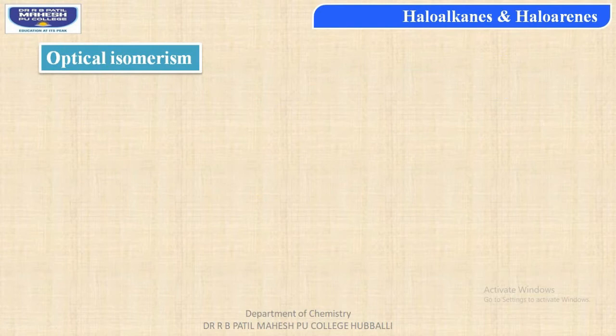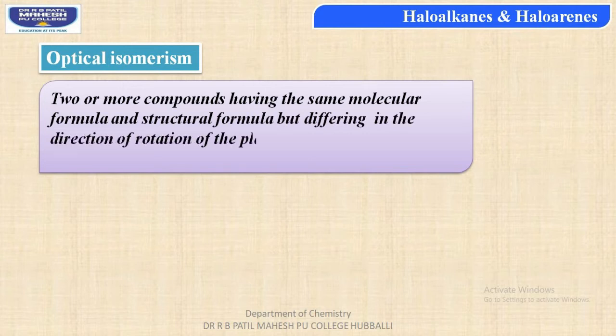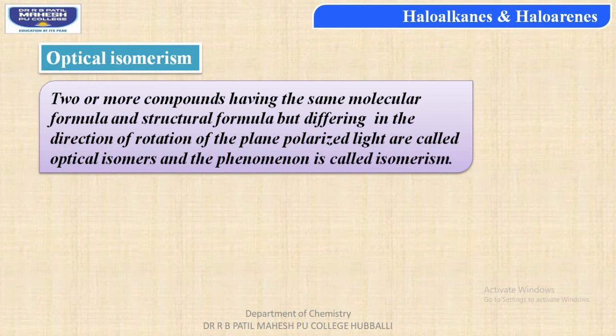Now, students, let us study about optical isomerism. When two or more compounds have the same molecular formula and structural formula but differ in the direction of rotation of a plane polarized light, they are called optical isomers, and this phenomenon is called optical isomerism.